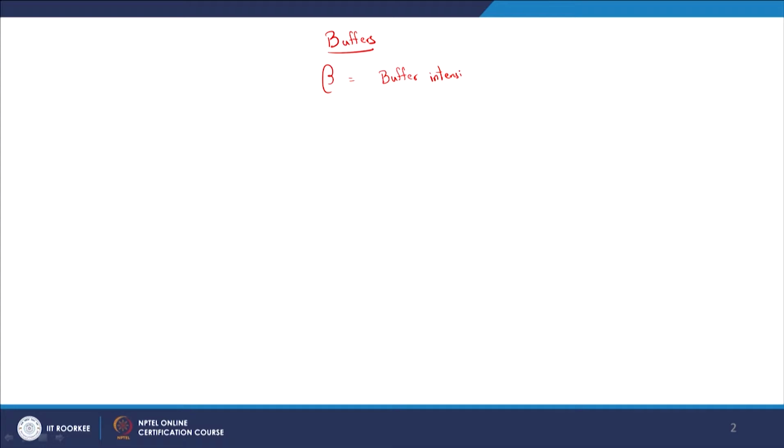Buffer intensity. And we know that it's going to be inversely proportional to the change in pH when you add an acid or base. So instead of H plus, we are going to have the derivative with respect to H total. So what is that going to be equal to? It's going to be equal to minus dH total by dpH, right? So by chain rule, what is that going to be equal to? Minus the derivative of H total with respect to H plus into the derivative of H plus with respect to pH, I guess by the chain rule, right? So this is what we have.